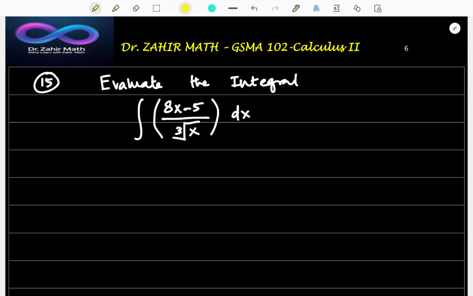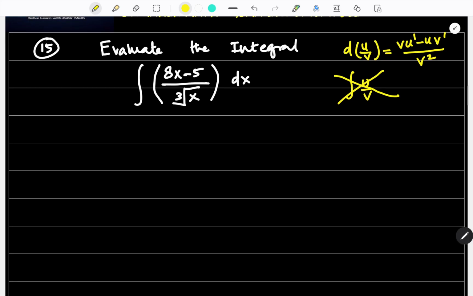Evaluate the integral. This also again, first one we studied product rule. Next one, you look at this one, it looks like u by v. In differentiation, we have a rule, v square, v into u dash minus u into v dash. But in integral, there is no such rule. Keep it in your mind. Okay? So what I'm going to do, I'm going to simplify this result. Let's see how I'm going to simplify.